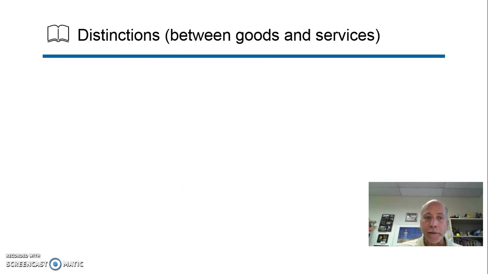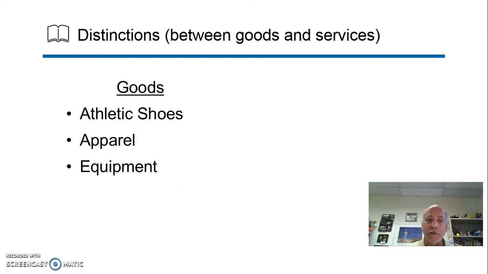So I'd like to talk a little bit about the distinction between goods and services. So far in this video, I have talked about products. When we define products or discuss products in the world of business, we're talking about both the goods and the services. So for example, goods are things that you can touch, things that you can wear, things that you can eat, etc. Those are what we call goods, listed here: athletic shoes, apparel, equipment. Those are things that have a tangible quality to them.